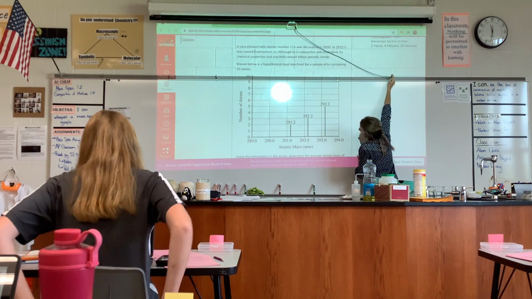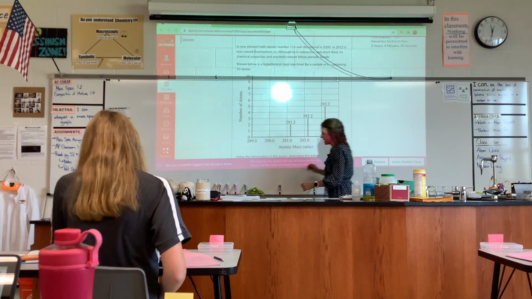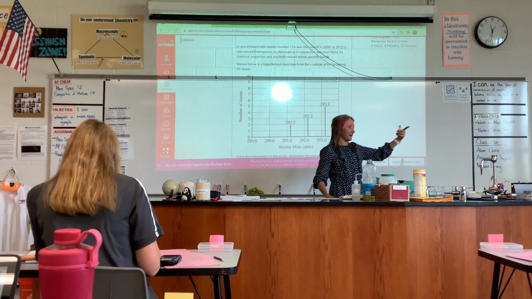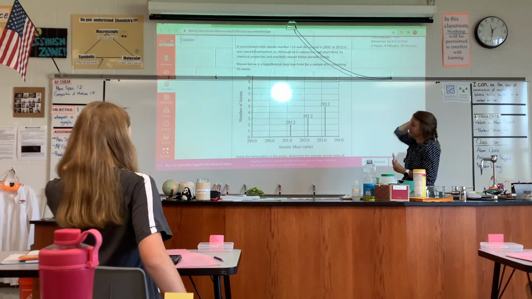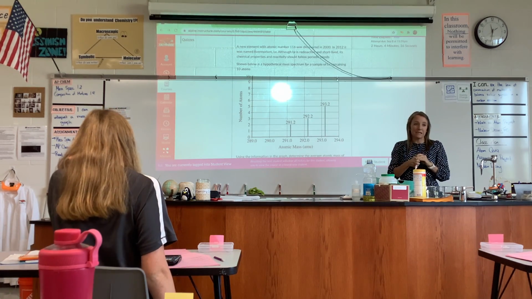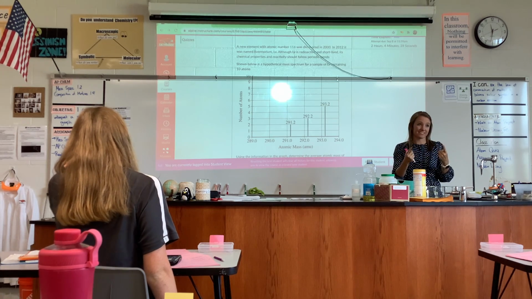Okay, so we're trying to find the average atomic mass, which is the red number up there, for livermorium. So we need a percent times the mass.